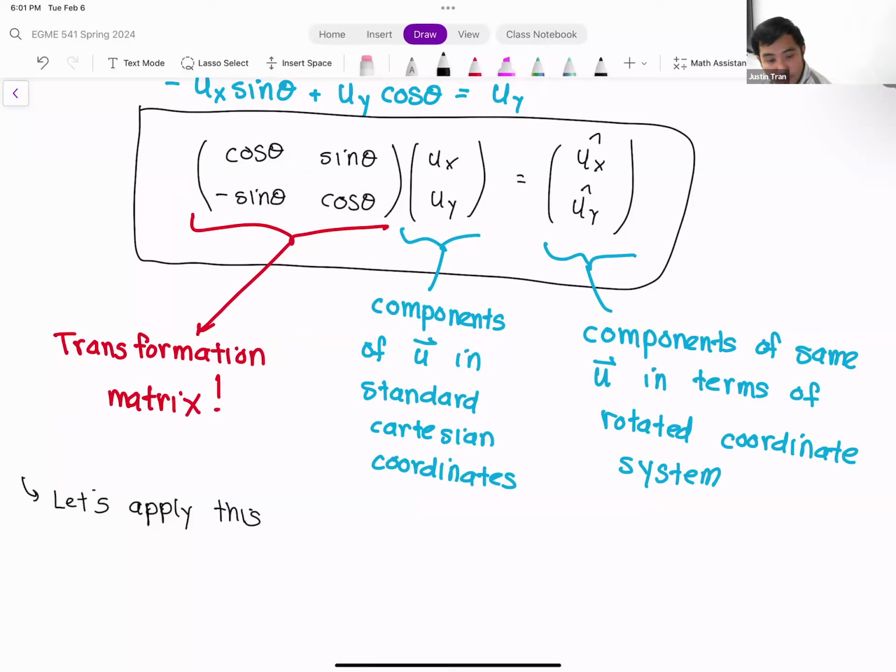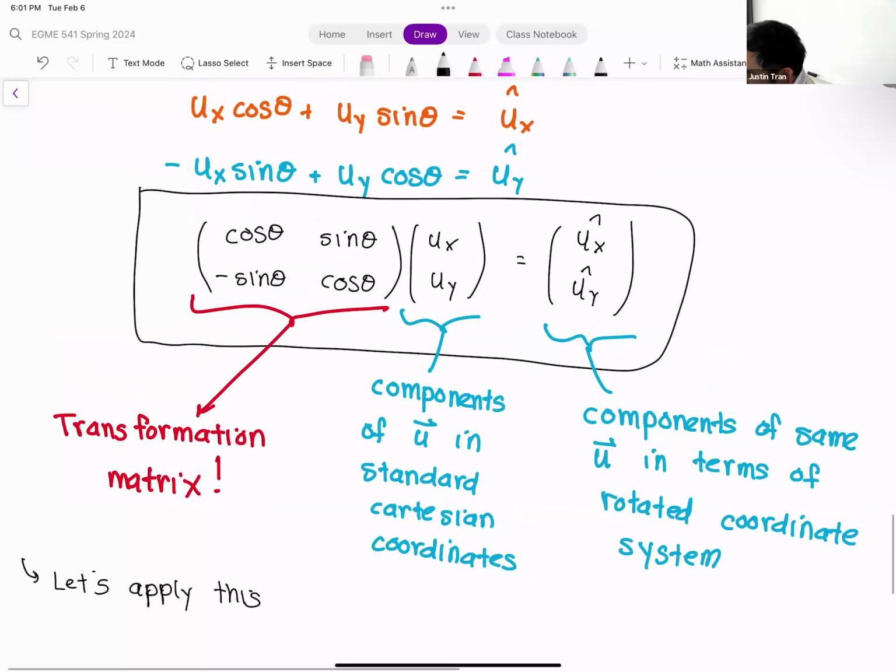All right, question. So does this matrix transform from standard to rotated or vice versa? This goes from standard to rotated. And so the inputs for this system are what's on the left-hand side. So you basically feed it UX and UY in the standard components, and then you multiply by the matrix, and you end up in the rotated system after that. So this right here is the result, and this one right here is the input. So you're going from standard to rotated.